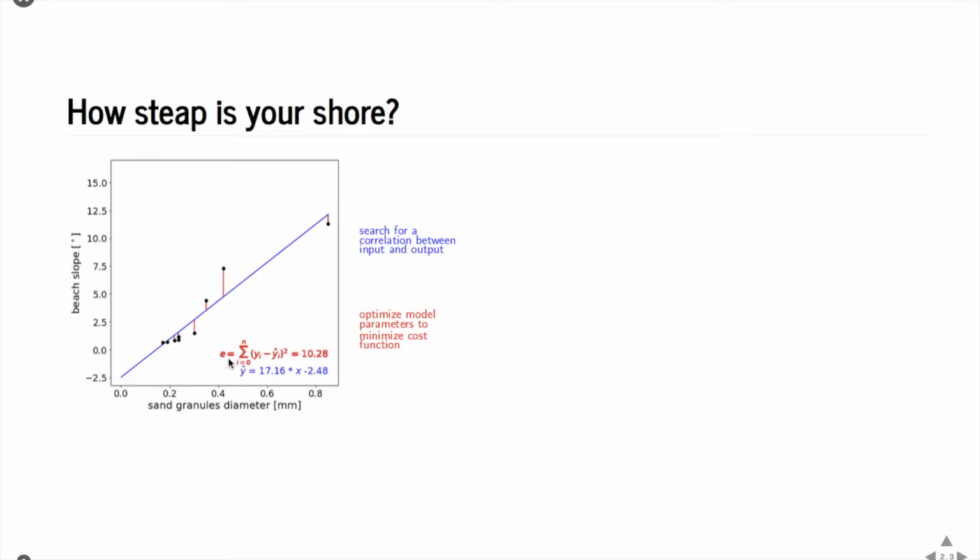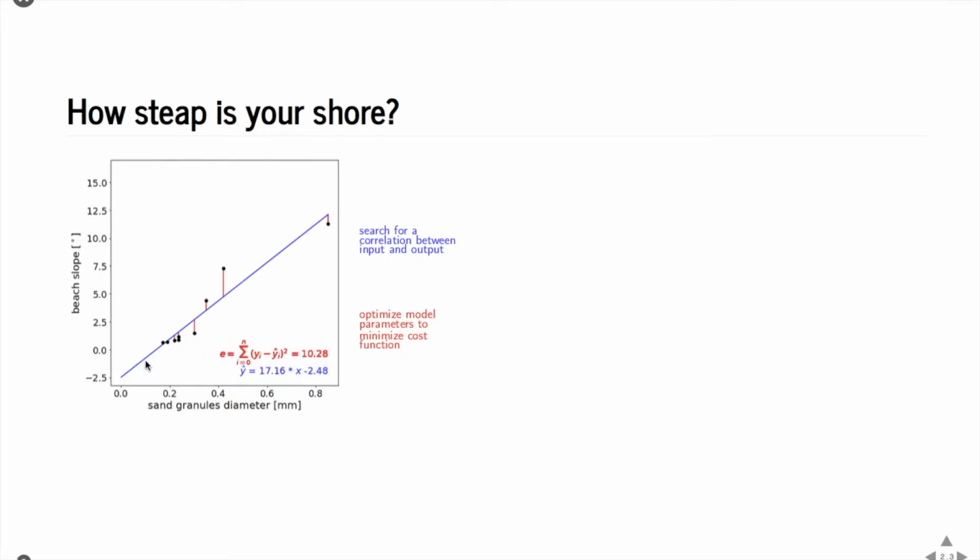The sum of squared errors is calculated as follows. You just take the vertical distance between a slope you've calculated for a particular diameter with your model and the actual slope you've measured in your sample data for that diameter. Then you square this vertical distance, and you do the same for all the other vertical distances. You square them and add them up, and what you get then is your sum of squared errors.